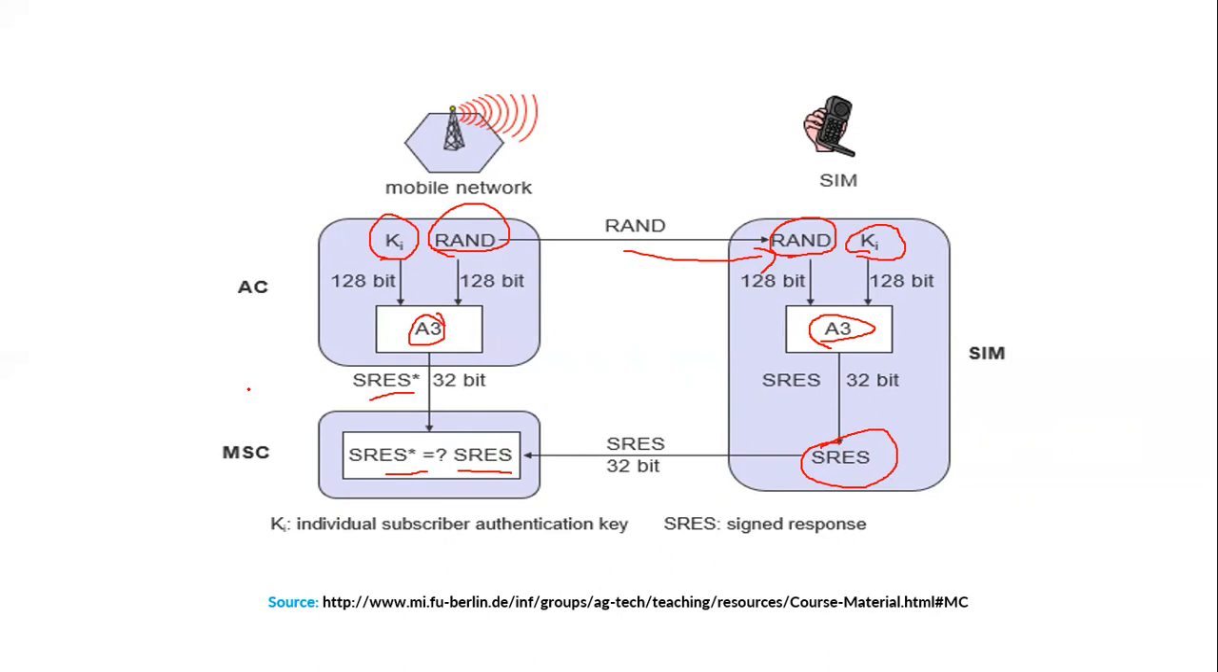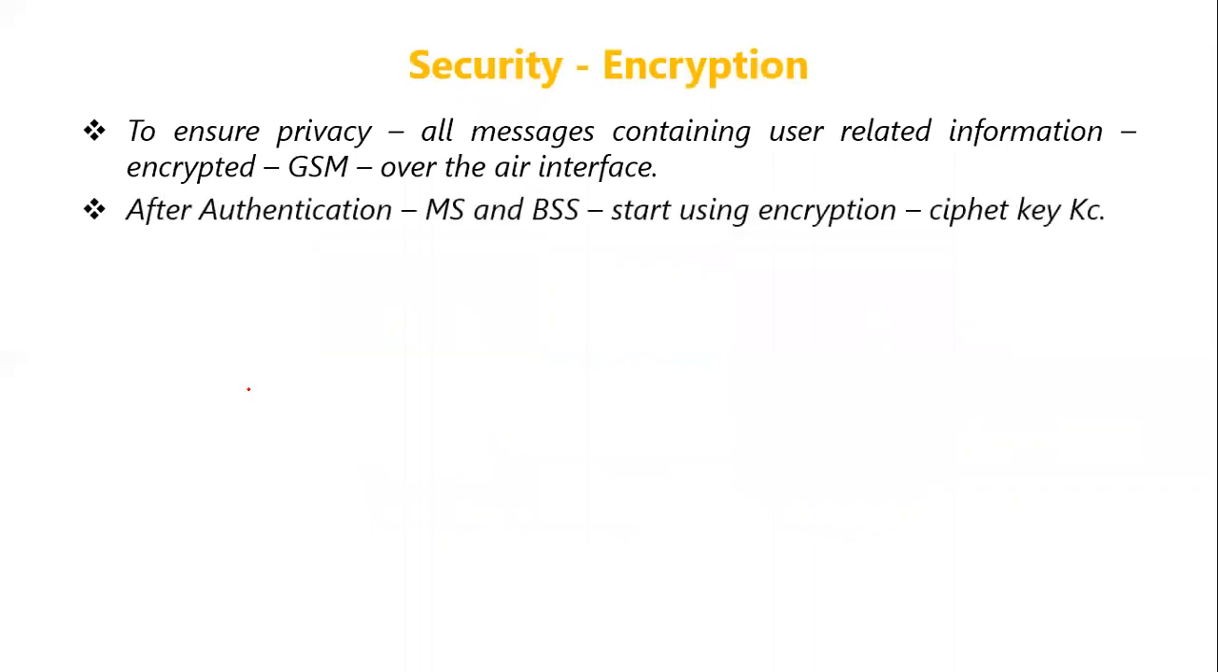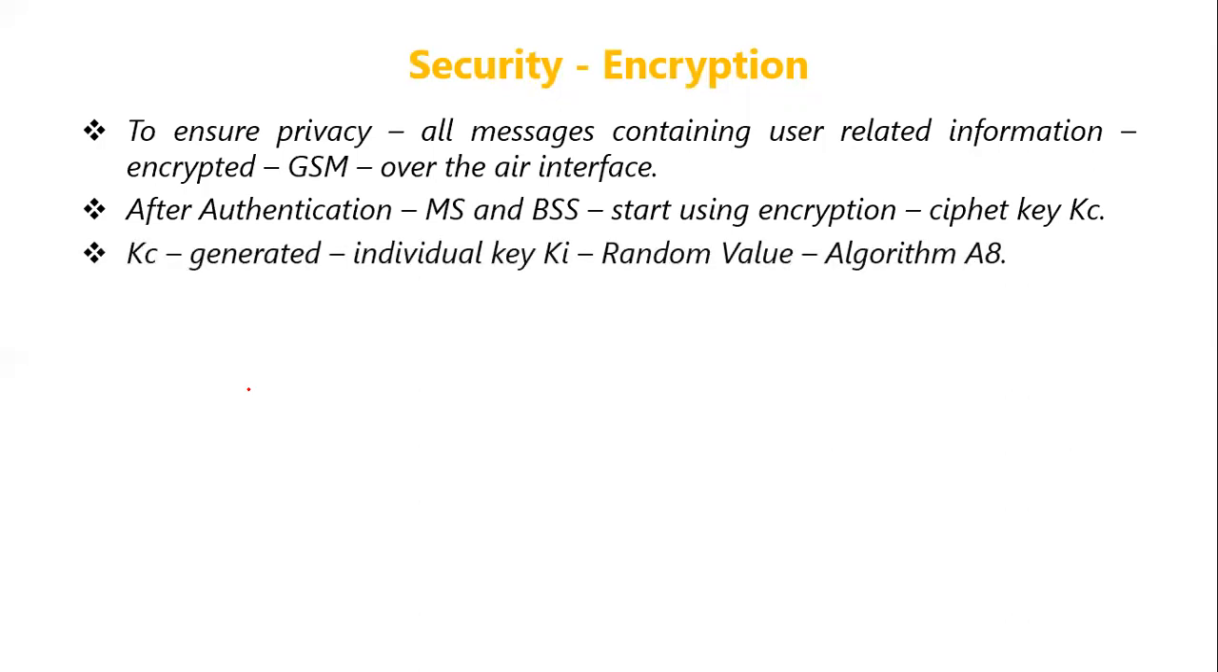Okay. Next, let us see how encryption works. Basically, encryption is done to ensure privacy. Okay. So all messages containing user-related information are encrypted over the air interface. After authentication, the mobile station and the base station subsystem can start using encryption by applying the cipher key Kc.